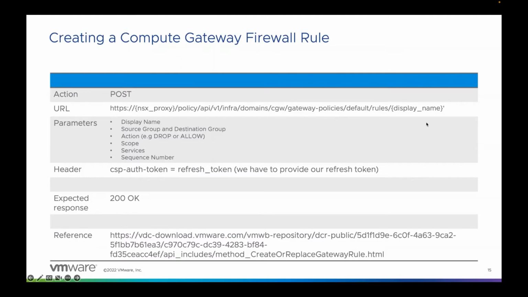And this time we're going to need quite a few more parameters passed to create this rule. So we're going to obviously need that display name. We're going to need a source group and a destination group, an action, whether we're going to allow the traffic or drop the traffic, what services are going to be included, the scope, whether it's going to be scoped to a particular group or to the entire distributed firewall. And then optionally, we can include a sequence number if we want to. And then if all goes well, hopefully we'll get that 200 code back from the API endpoint.